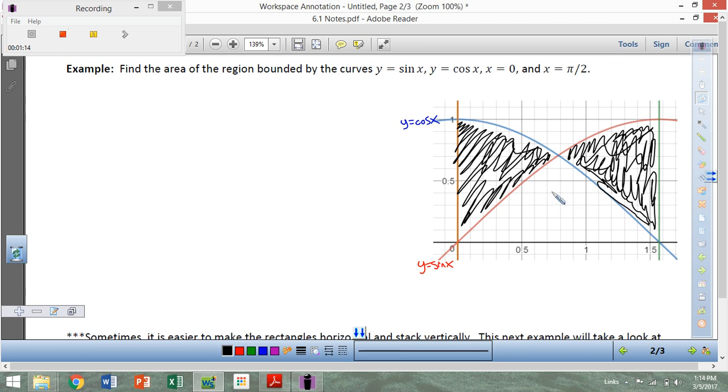So this one might be a case where it might take you a little bit of time to figure that out, but it is not this region down here. It's just those two regions.